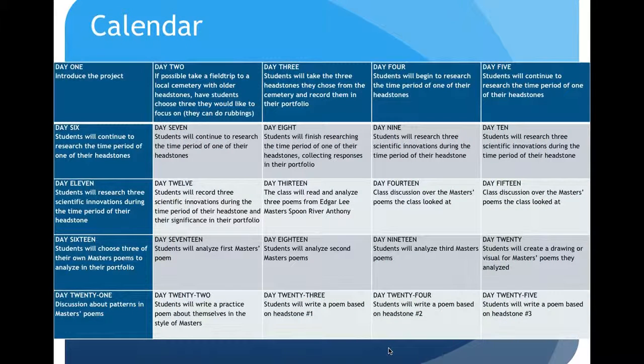So what that looks like on a calendar here is taking exactly what we had before, and we're working backwards. So we're starting on day 25, where they're writing their 3rd poem. Okay, here's their 2nd poem, here's their 1st poem. Here they're going to write a practice poem. Here they're going to create the visual, and it works backwards until we get to the very beginning where I introduce the project.